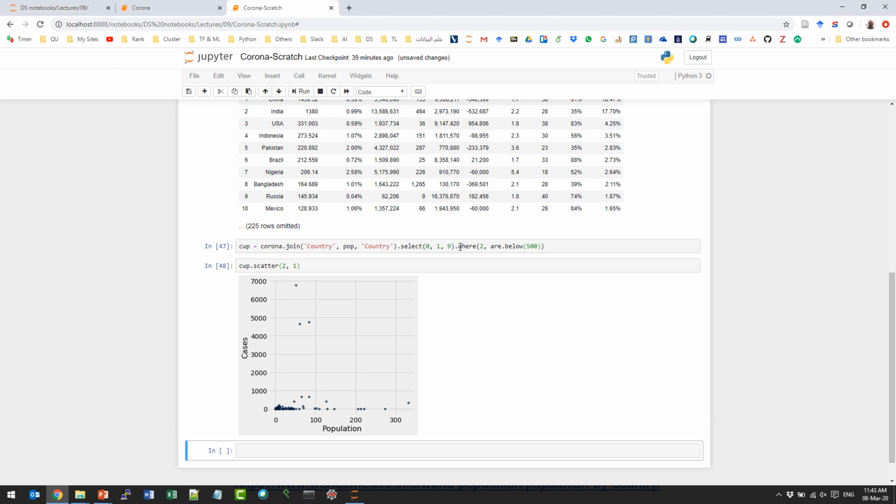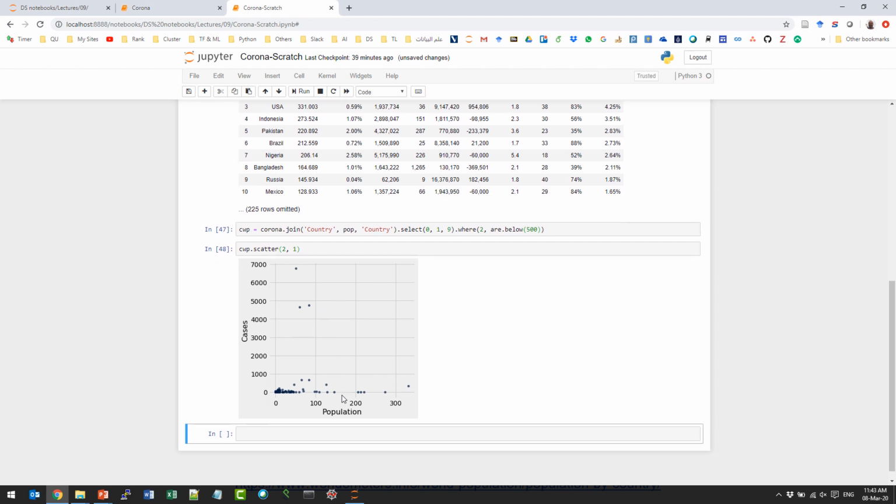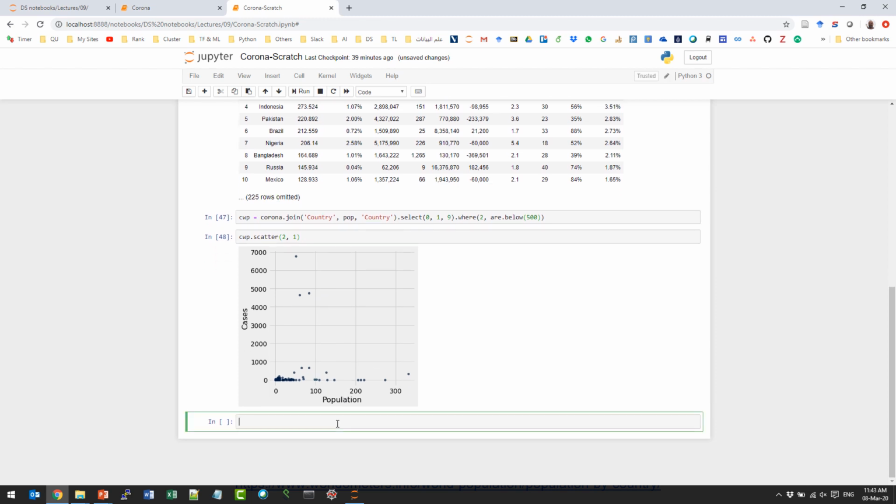Okay, now we got rid of China and India. It seems there are still some outliers, but do you see any trend here? Do you see any pattern? Can we answer the question from this plot? Doesn't seem to, right? It's not clear. If it was increasing linearly, then we could say yes. But it's not. That's not very clear. So maybe this is not the best way to do it.